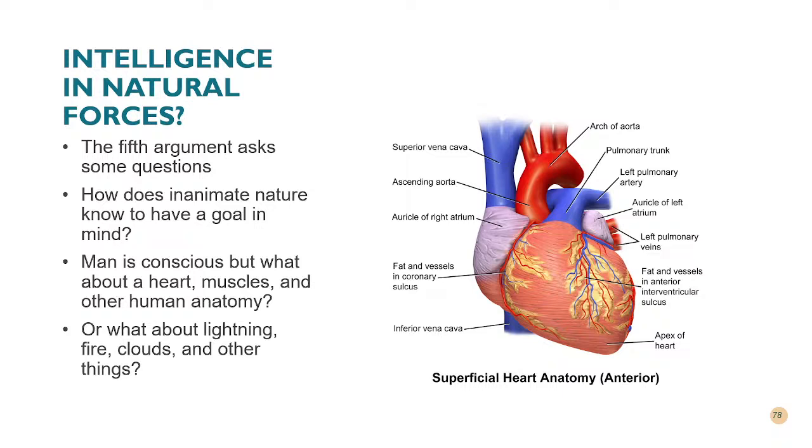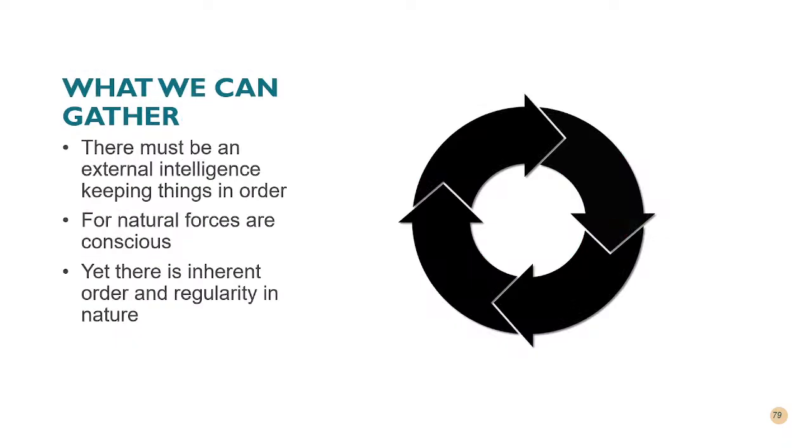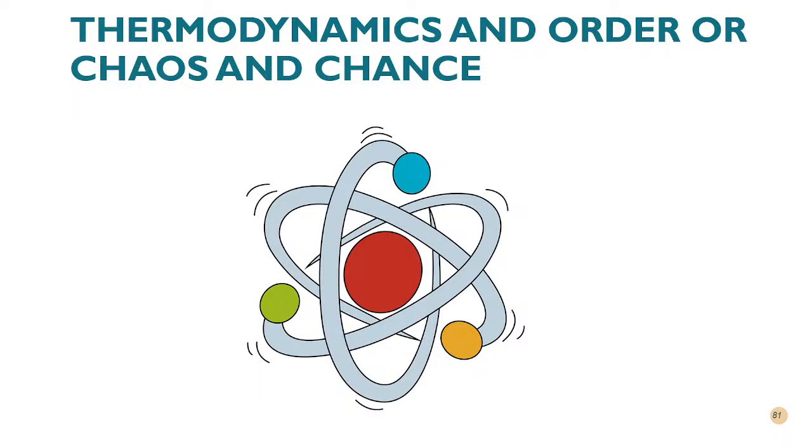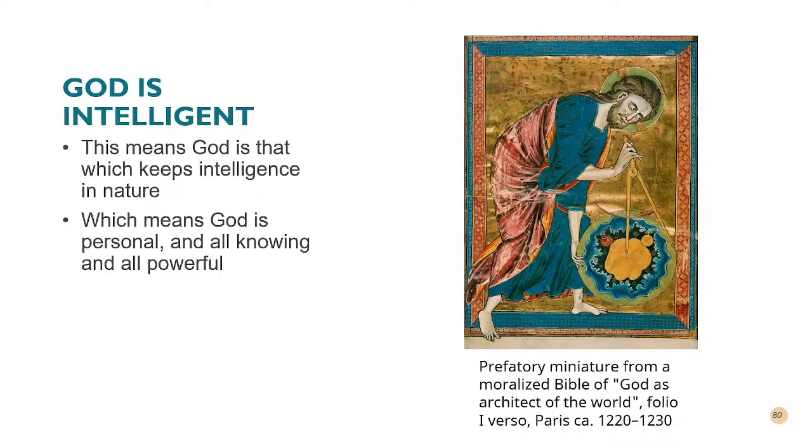A lot of these forces, whether it be lightning or biological forces like our heart, are unconscious. Man is conscious, but what about a heart, muscle, and other human anatomies? So there must be an external intelligence keeping things in order. Natural forces themselves are unconscious, but God is that thing keeping order and intelligence in creation. This means that God is intelligent. He is the sustainer of intelligence and of all things in existence, which means God is personal, all-knowing and all-powerful. And this finishes Aquinas' five proofs for the existence of God, along with the Kalam Cosmological Argument.